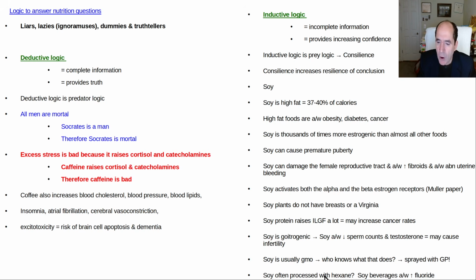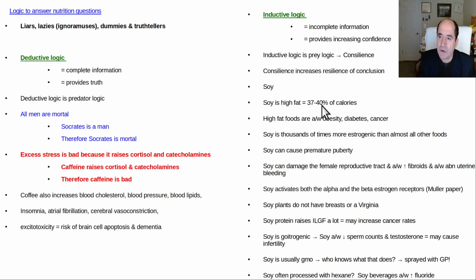It's often processed with hexane. That's a neurotoxin. That's great. Soy beverages are associated with increased concentration of fluoride. That's another neurotoxin. Isn't that great? So let's see. You've got all these things. 1, 2, 3, 4, 5, 6, 7, 8, 9, 10, 11, 12, 13, 14, 15, 16, 17. More than 17 bad things it does.